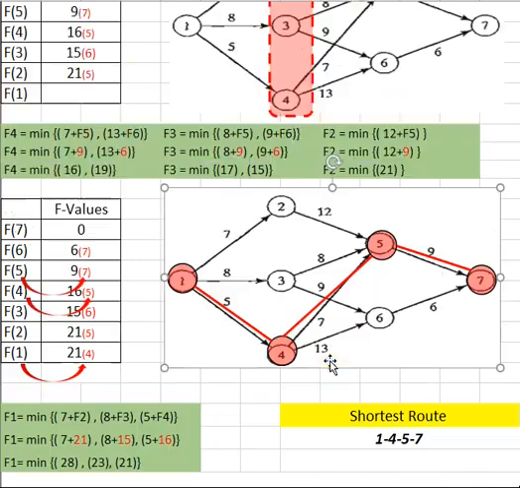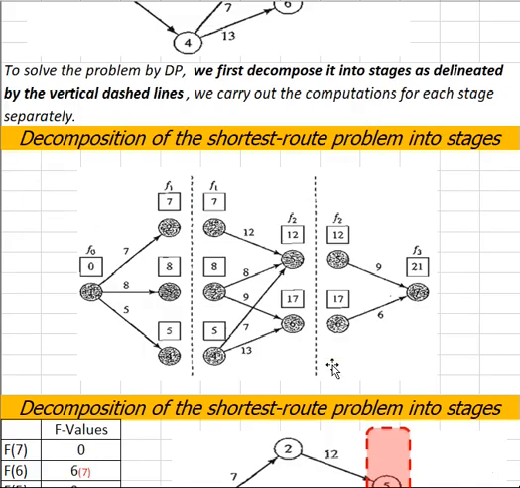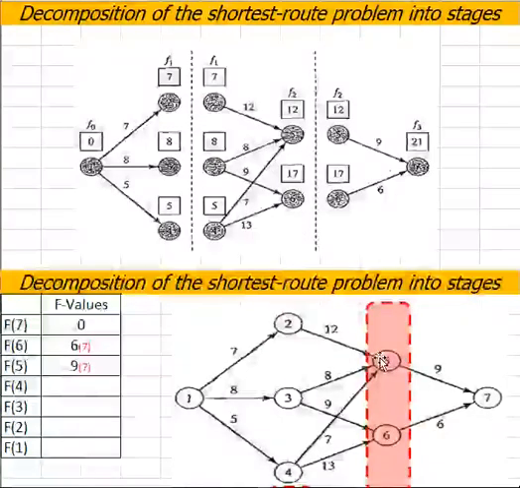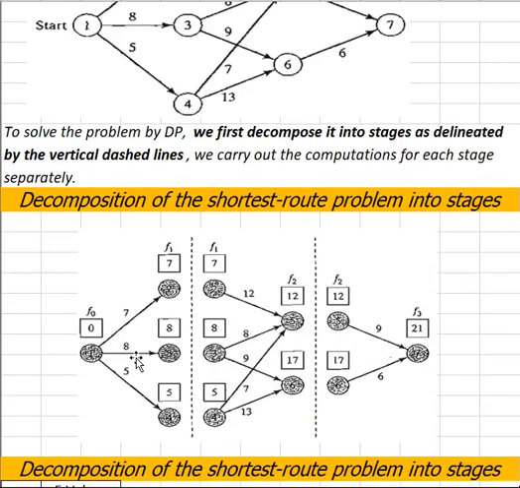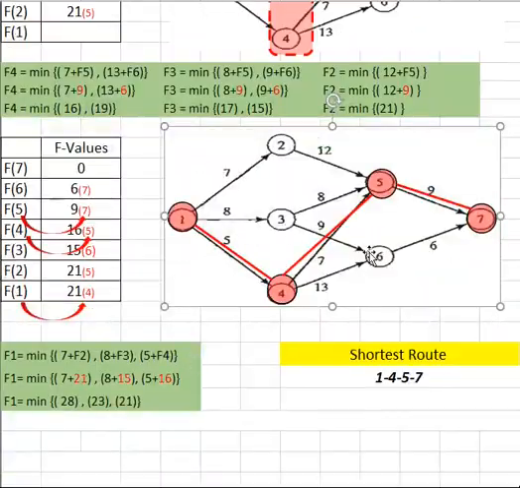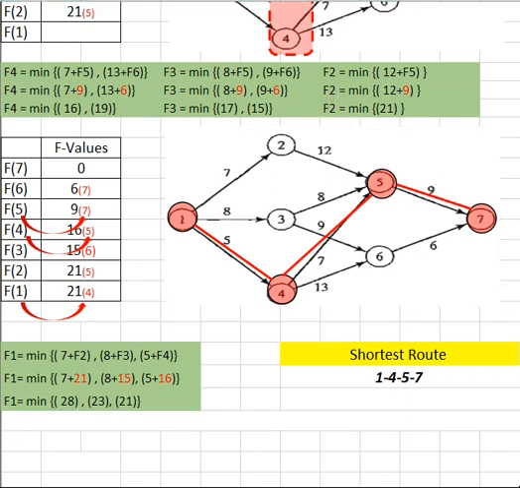But, by using dynamic programming, cutting the network by stages, and using backward pass, we now got that the shortest route is 1, 4, 5, 7. Let's count it. 5 plus 7 is 12. 12 plus 9 is 21. Meaning to say, ang ating shortest route ay 21 units.